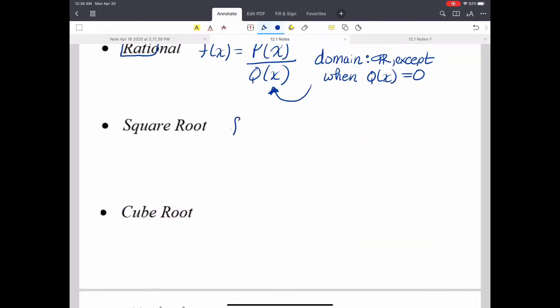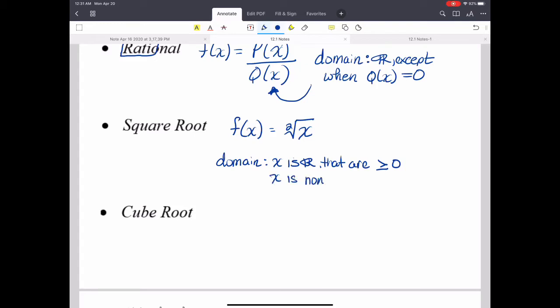A square root function is going to be f of x equals the square root of x, something like that. And the domain here, if you remember correctly about square roots and radicals in general, we want to make sure that x is all reals that are greater than or equal to 0. So we want x to be non-negative. If I said x has to be positive, then I'm not including 0, but we could say x is non-negative and get away with that.